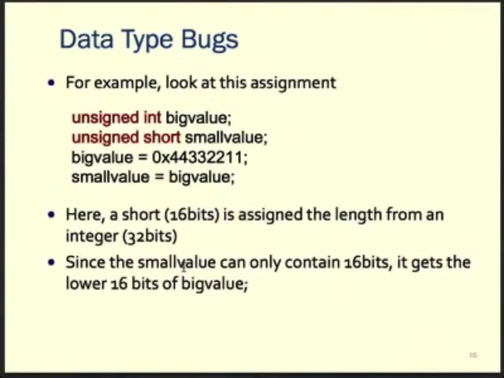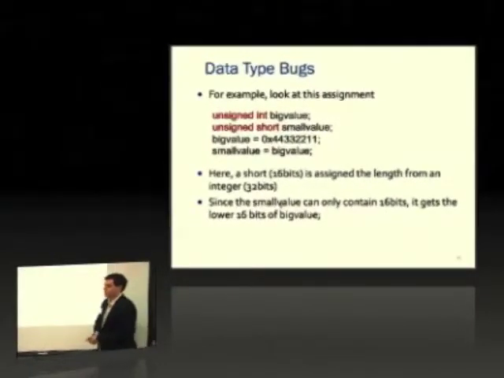So let's think of an example here. Take a look at this assignment. We have an integer, we'll call it big value. We have a short, we'll call it small value. They're both unsigned, so now we're avoiding that whole negative-positive comparison issue. But we're doing an assignment. We're saying small value equals big value. Can anybody tell me what's going to happen here?